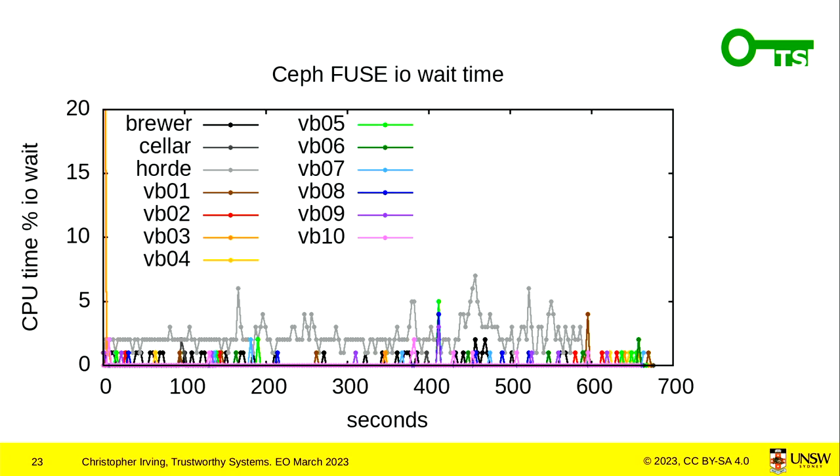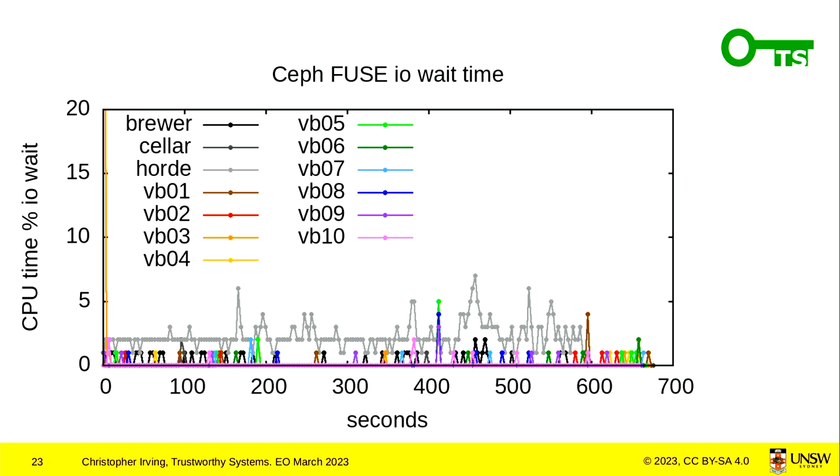So here we have, when mounted using Ceph Fuse, what percentage of total CPU time was spent waiting for I/O? So the y-axis is percentages. Notice it's not going up to 100%. I had to shrink it so that we could see what was going on here. Not much I/O is happening. These are pretty small numbers, really.